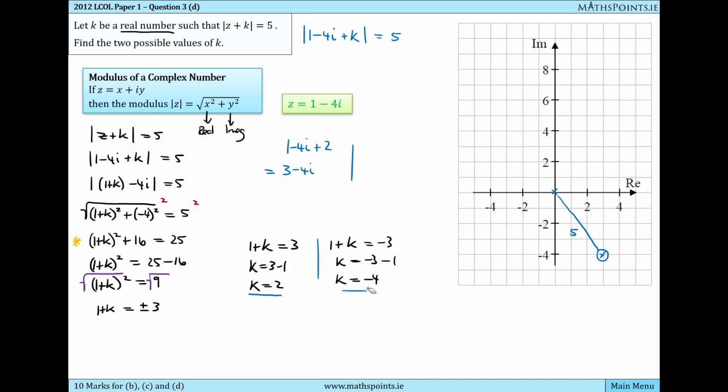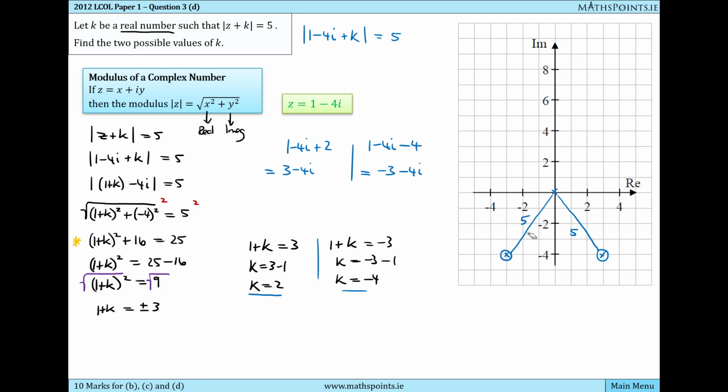Similarly with k equals minus 4, if we take the number z, 1 minus 4i, and we subtract 4 from this complex number, that gives us the complex number minus 3 minus 4i. So this would also be a complex number whose modulus is 5, whose distance from the origin is a measure of 5.